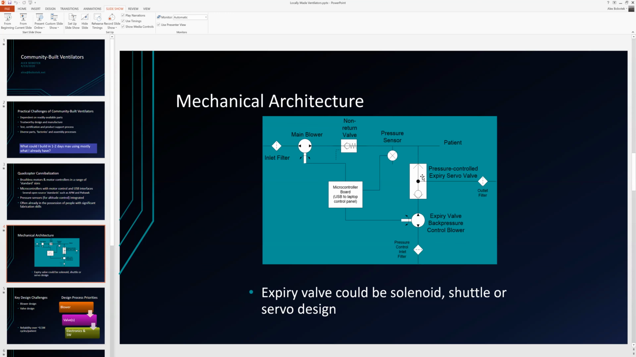But the core is basically a blower controlled by a microcontroller with a non-return valve, almost certainly, a single pressure sensor, some sort of valve here, which could be a solenoid valve. I think solenoids may be a bit more difficult to manufacture. They're not in everybody's possession. It could perhaps be some kind of servo valve or perhaps some sort of shuttle valve with the baseline pressure during expiry set by a secondary blower, likely, or else servo controlled by a secondary blower, perhaps.